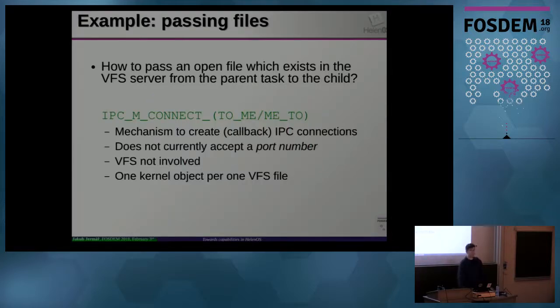There is a mechanism which lies in an IPC message, which is understood by the kernel, called IPC_M_CONNECT_TO_ME or IPC_M_CONNECT_ME_TO, depending on whether you want to connect to somebody or have somebody connected to you. So it's a mechanism for creating connections and callback connections. Currently, it does not accept the port number, so it wouldn't work that way in the current HelenOS. There still needs to be something done in order for it to work like that in the future. Note how the VFS server is not involved anyhow in this transaction. And we now have a different situation where each VFS file is represented by one kernel object. There is no more the correspondence between one IPC endpoint in the VFS server and some kind of userspace kept VFS object.